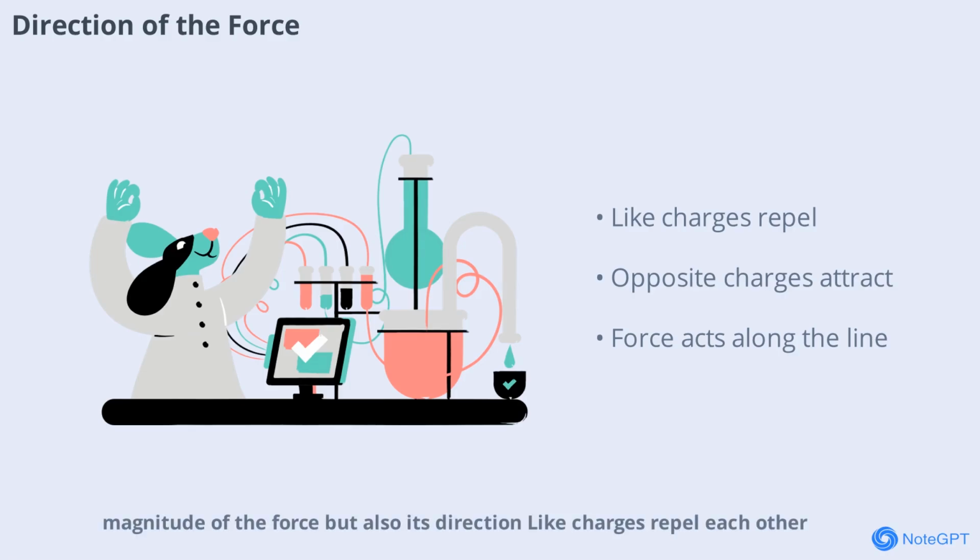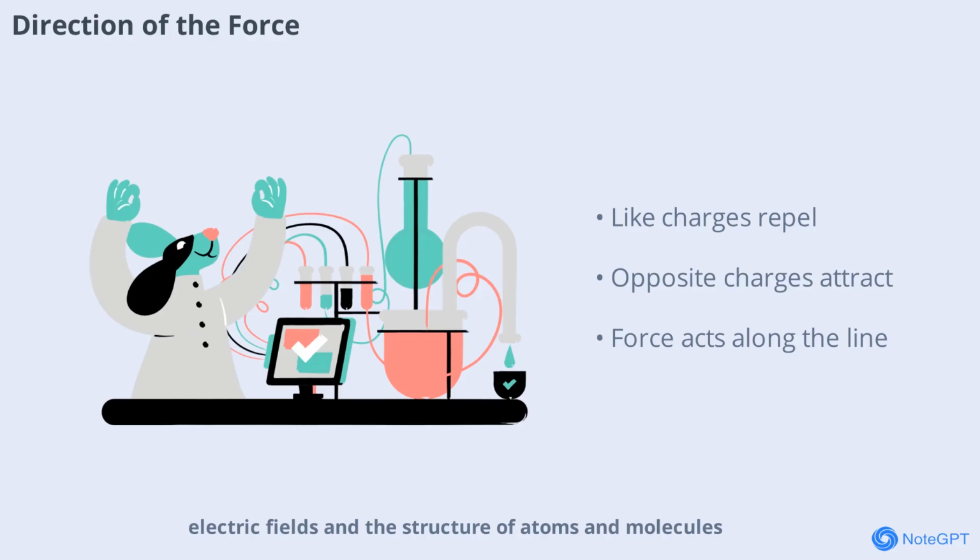Coulomb's law not only tells us the magnitude of the force but also its direction. Like charges repel each other while opposite charges attract. This means that two positive charges will push away from each other, while a positive and a negative charge will pull towards each other. The direction of the force is always along the line connecting the two charges. This principle is fundamental to understanding the behavior of electric fields and the structure of atoms and molecules.